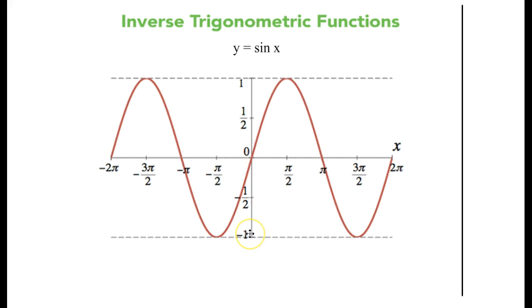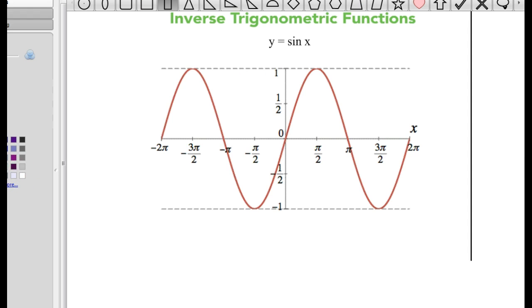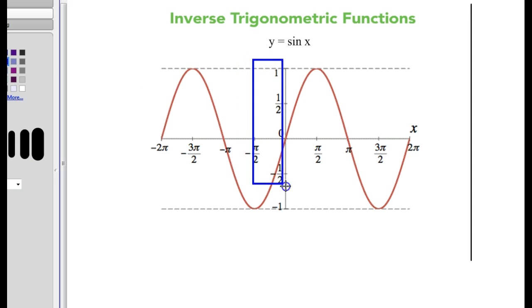But a further restriction is we want the x's to be as small as possible, meaning we don't want to go out to positive pi over 2 and 3 pi over 2 if we can find something closer to 0 that will work. And what it ends up being here is we create our domain around negative pi over 2 to positive pi over 2.